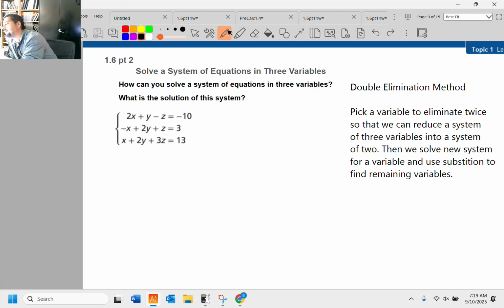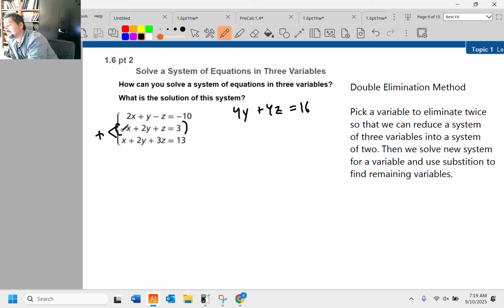So I'm going to start this one off by noticing that it's pretty easy to eliminate x at least once. I'm going to have to do it twice because I need a system of two equations, okay? But if I just add those pieces together, I will have no x, I will have 4y, I will have 4 z's, and 3 and 13 sums to be 16.